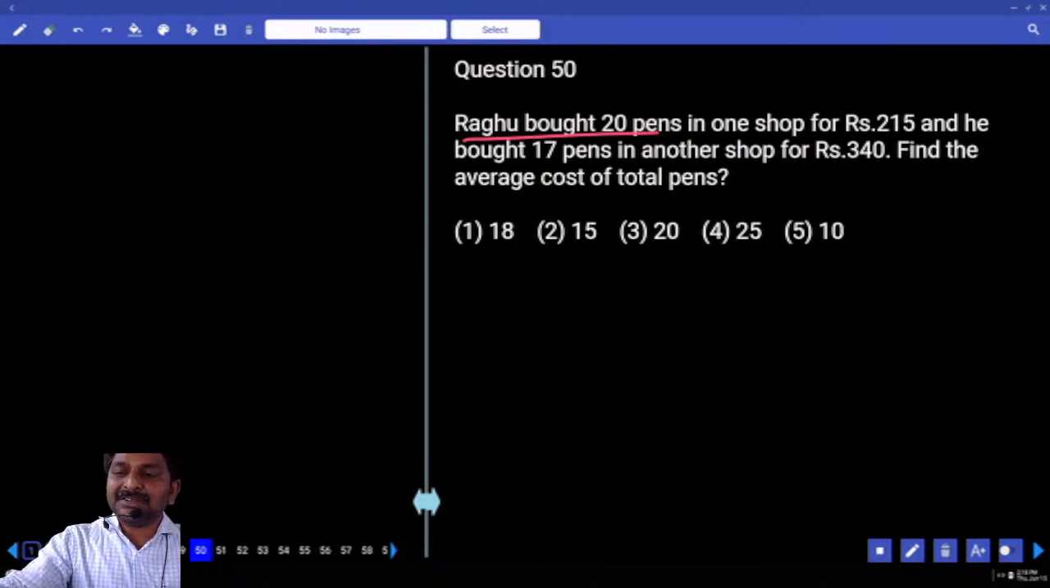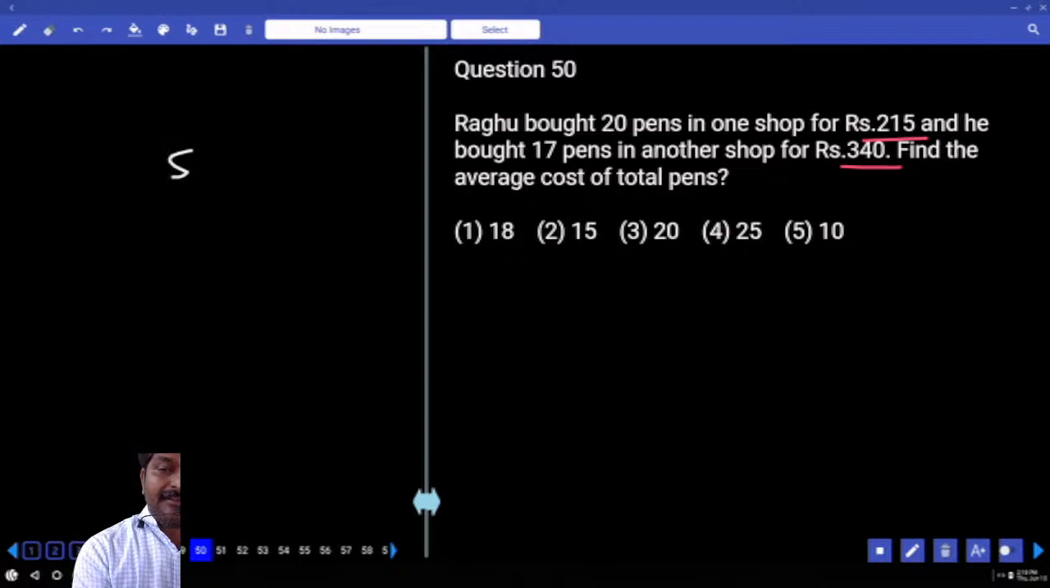Raghu bought 20 pens in one shop for 215 rupees and he bought 17 pens in another shop for 340. Find the average cost of total pens. Average cost of total pens. Total cost is 555 and by that we purchased 37 pens. Answer 15.